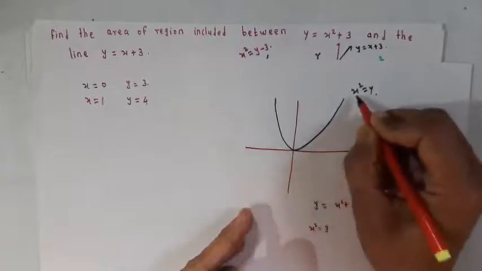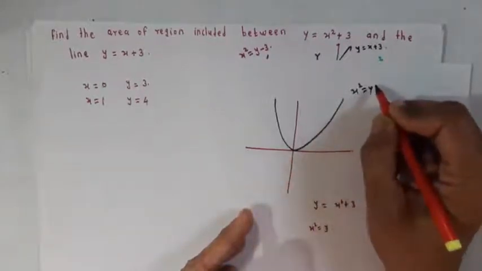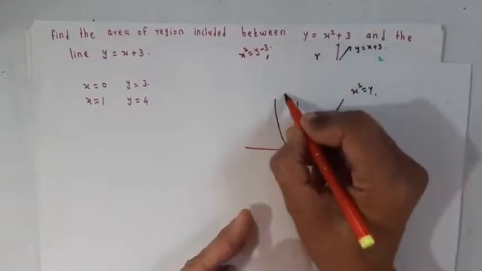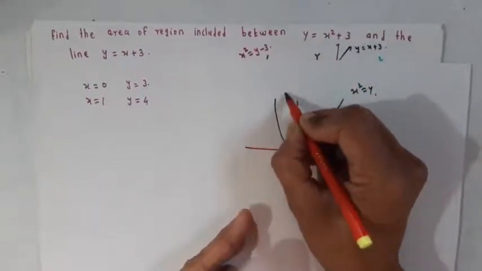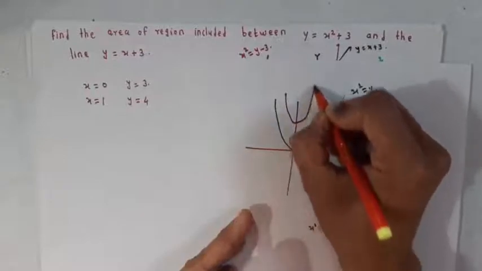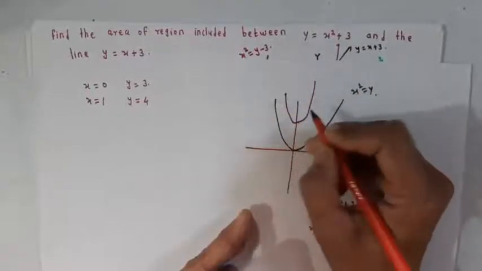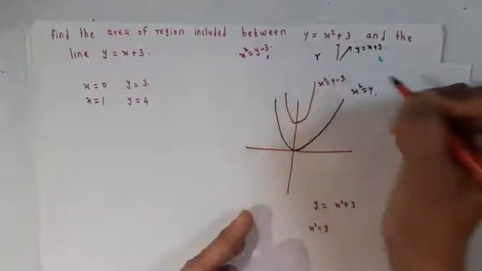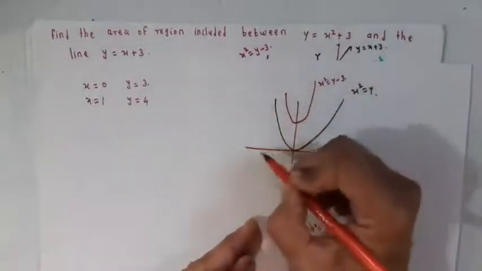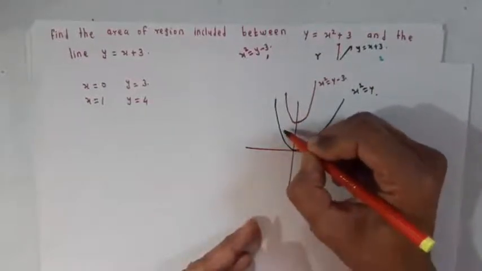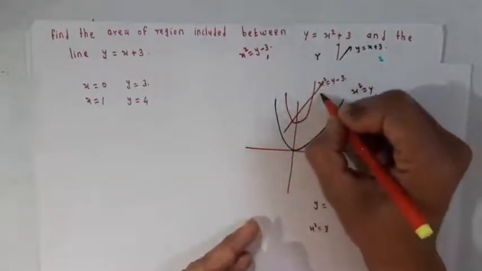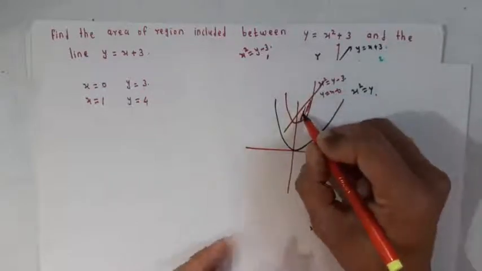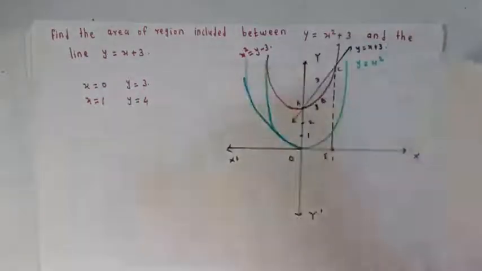So this is the parabola x square equal to 4by, but x square equal to y minus 3, the parabola is like this, shifted up by 3 along the y-axis. And the line is, suppose, y equal to x plus 3. Suppose this is the line y equal to x plus 3, and we have to find the region in between them. Okay, so let us see.